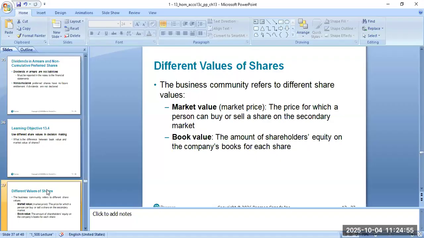Once you sell the shares, whatever price you're getting, they then go to the secondary market. Why? Because you already sold them the first time. Second time, they're moving from one hand to another. What's the value of those shares? The market value, whatever the market is willing to pay. The book value is simply the value that's staying in the equity account under common shares divided by the number of shares. That's how we get the book value.